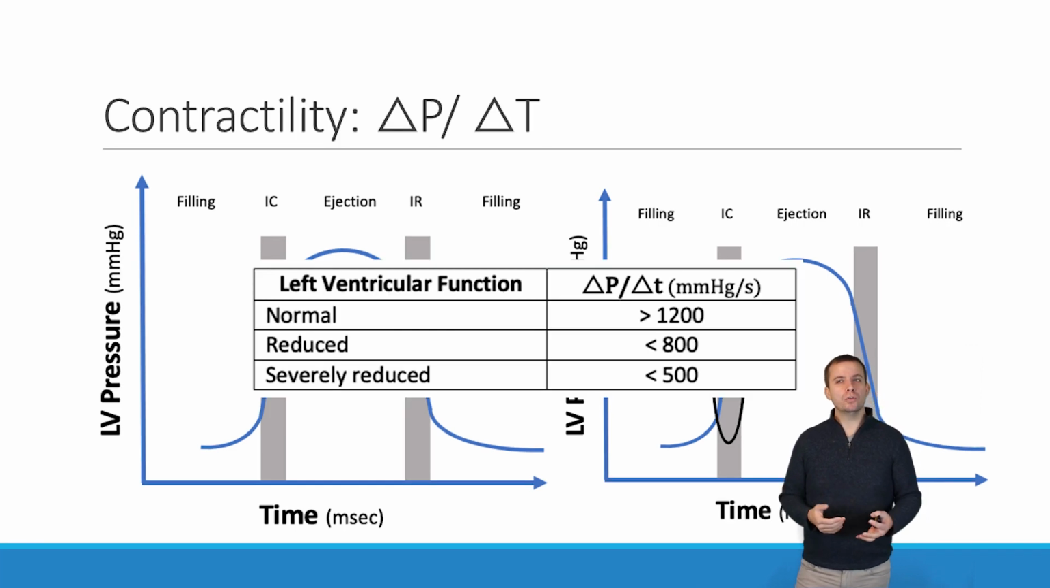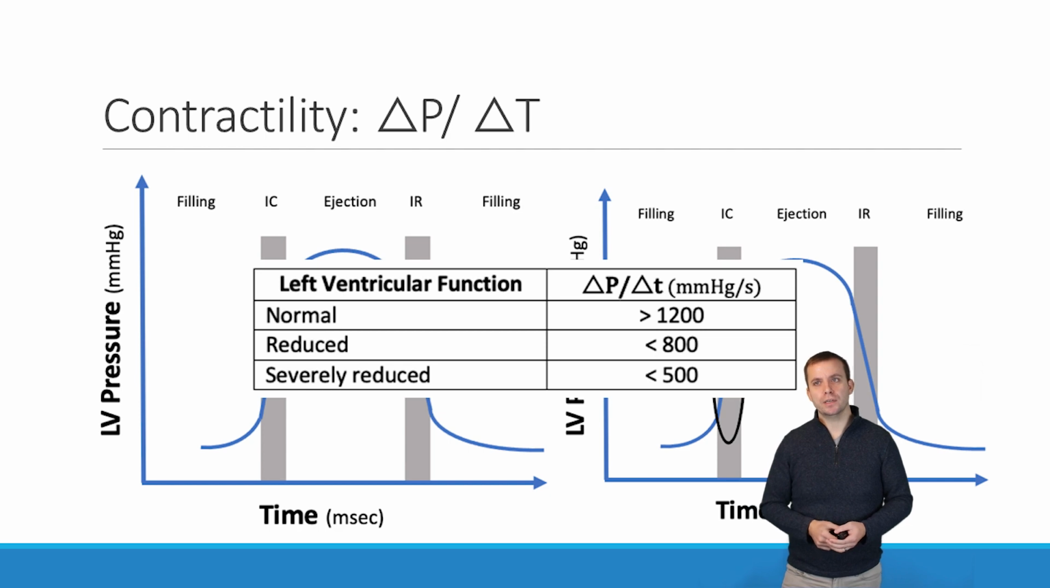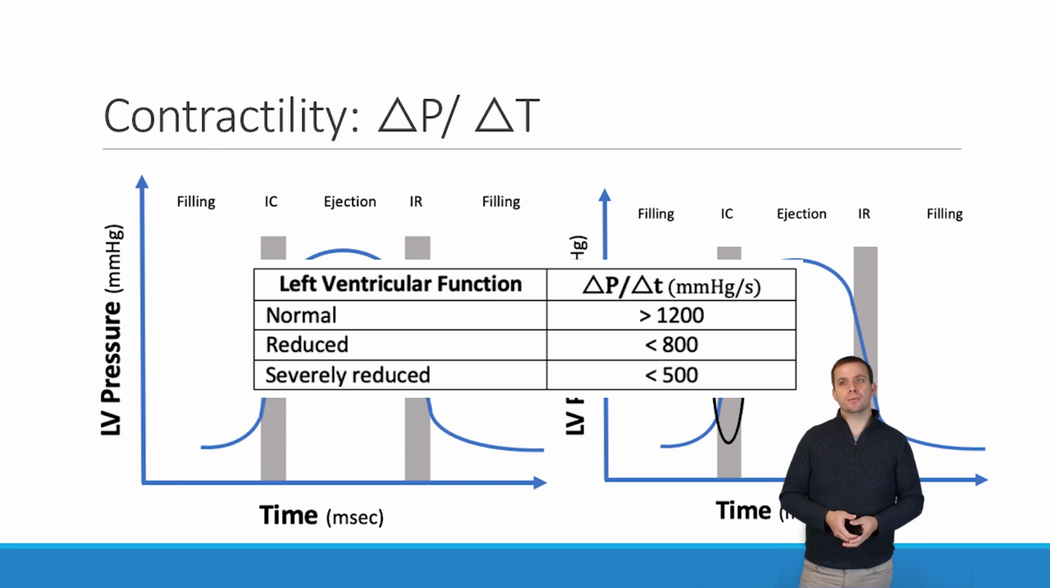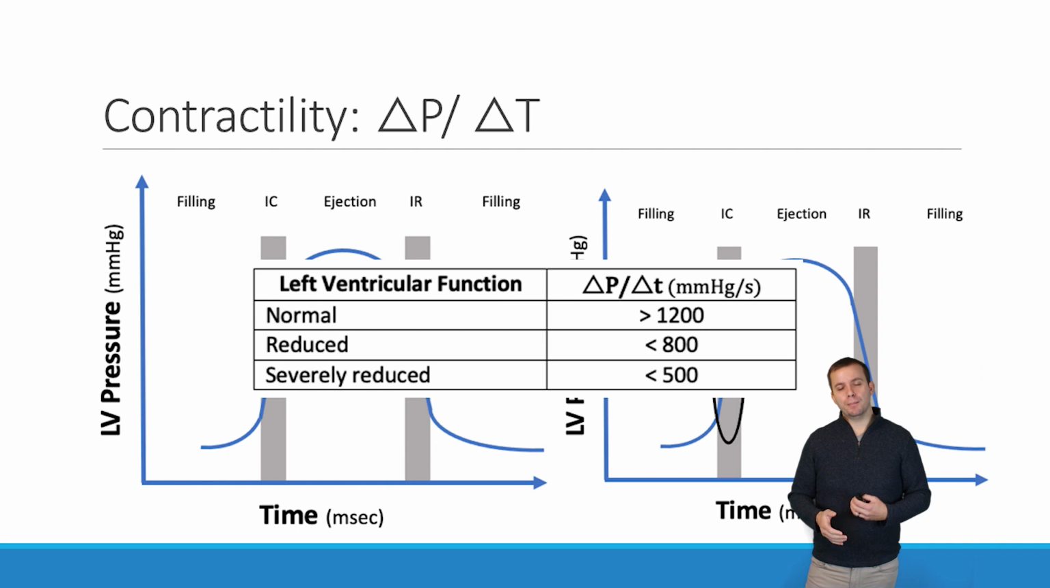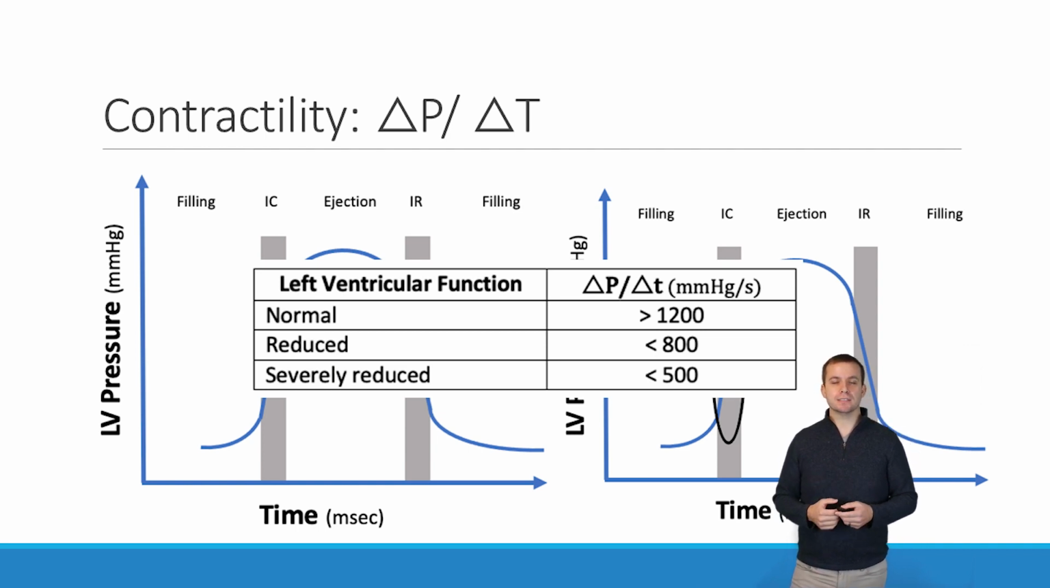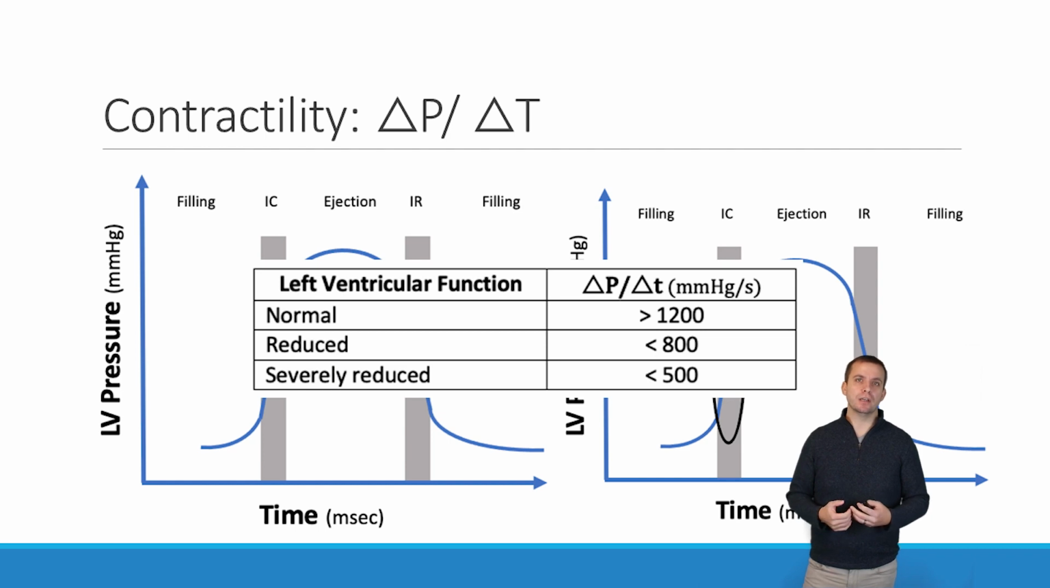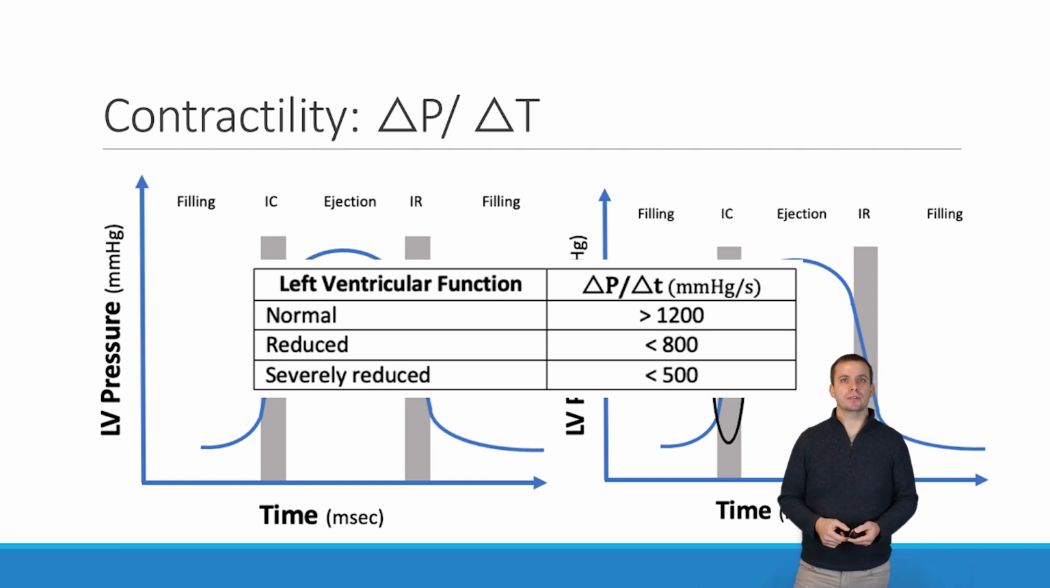Here's your normal. Normal is going to be greater than 1200, and this is in millimeters of mercury per second, and then reduced is less than 800, and then severely reduced is less than 500. This isn't done frequently, but we're looking at getting more and more tools to be able to look at this because it's going to give you a better indication than looking at function, which is going to change based on preload and afterload conditions.